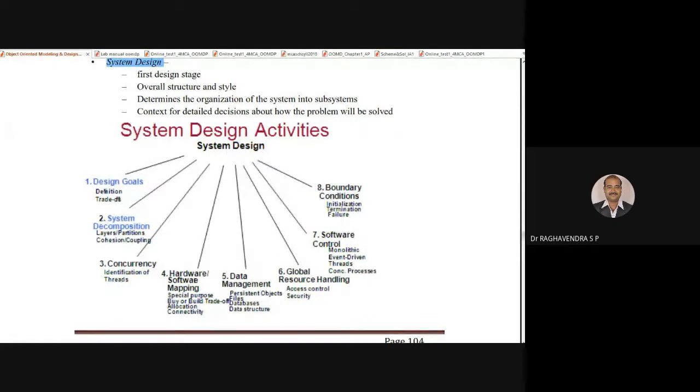Next, concurrency. I have told you about concurrency; we call it a concurrent process. What is concurrency? Simultaneous activities, the activities which are happening at a time. I have given many examples in the ATM case study. At the end of the transaction, the card will be ejected as well as the mini statement will be ejected. So these are the simultaneous activities. Concurrency means identification of threads. What are threads? Multi-threads come here. Threads, multi-threading: more than one task can be executed simultaneously. Next, the fourth step is hardware software mapping.